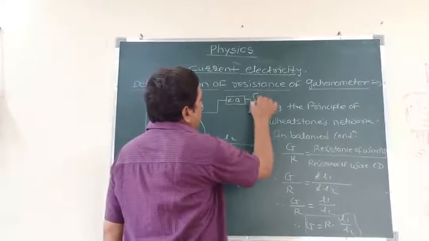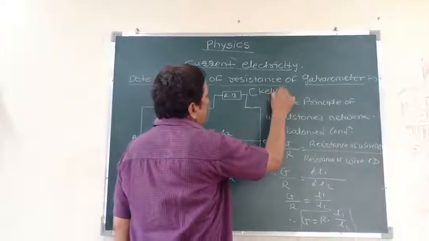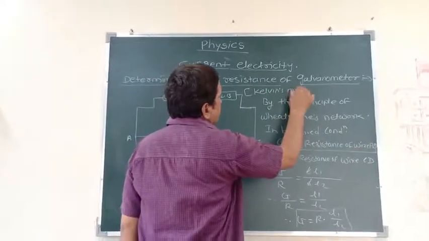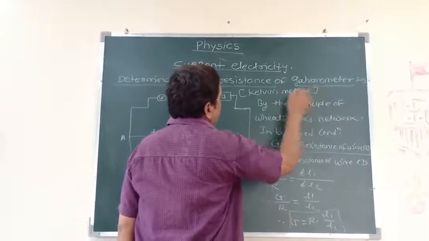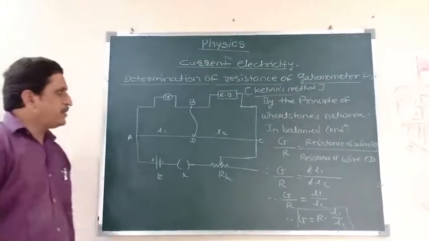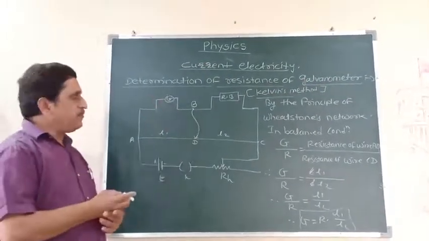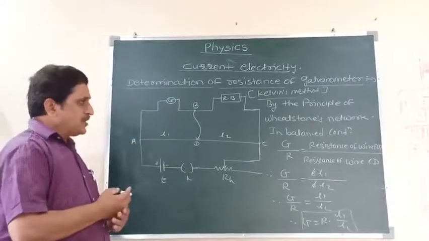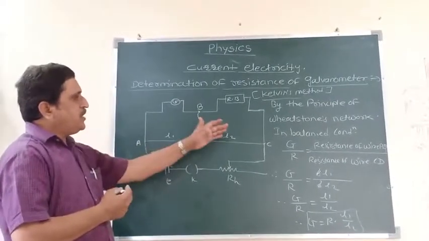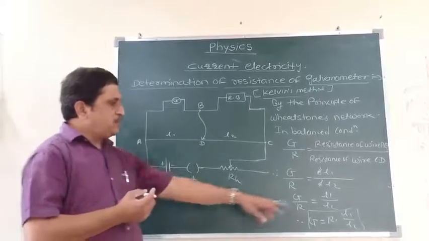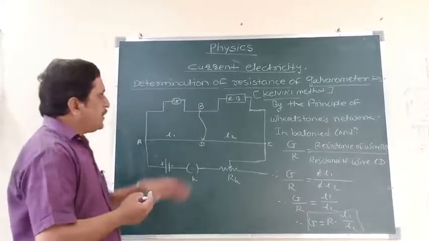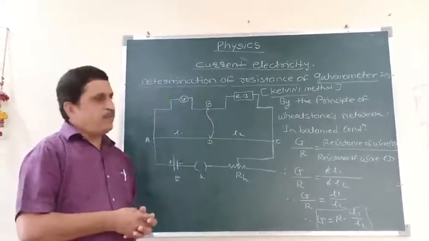This method is also known as Kelvin's method. That means with the help of this circuit diagram, with the help of this construction and working, we can easily determine the resistance of a galvanometer, and this method is also known as Kelvin's method.